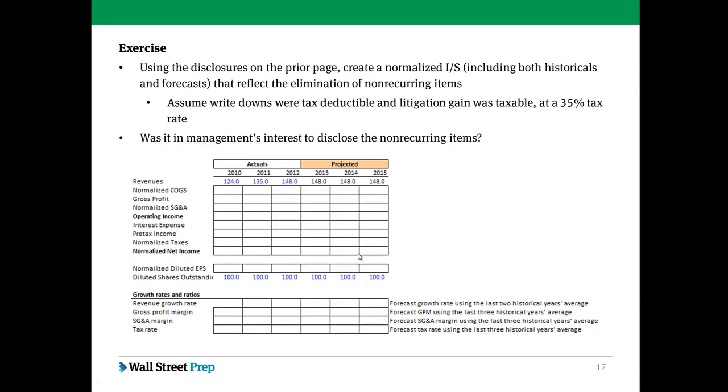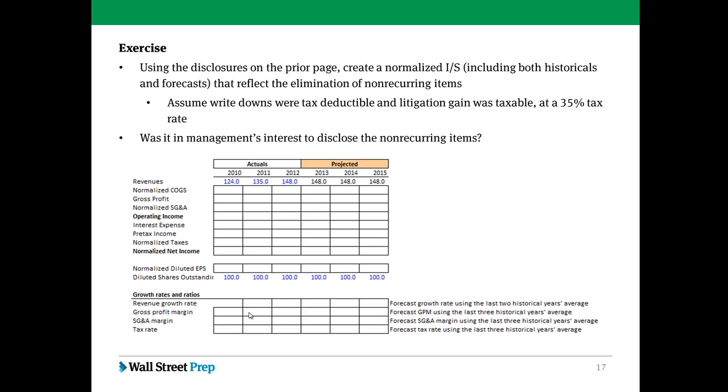So at this point, using the disclosures on the prior page, I'd like you to create a normalized income statement, both using the historicals and forecasts that reflect the elimination of non-recurring items. Assume that write-downs were tax deductible and the litigation gain was taxable at a 35% tax rate. I'd like you to fill in the blanks, and then I'd like you to answer the question, was it in management's interest to disclose the non-recurring items, all else equal?